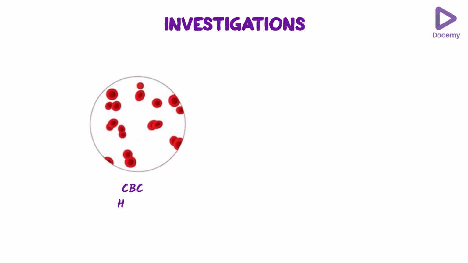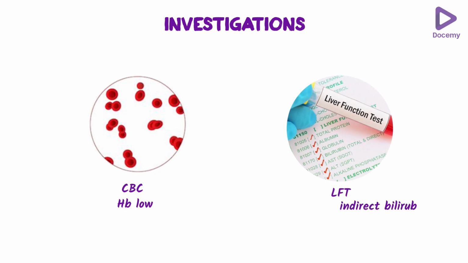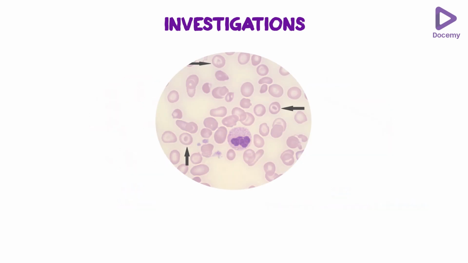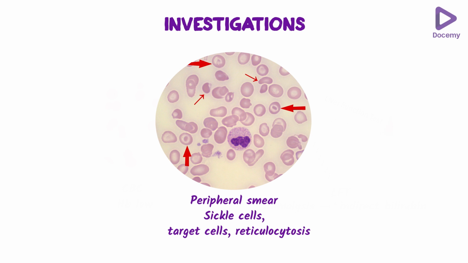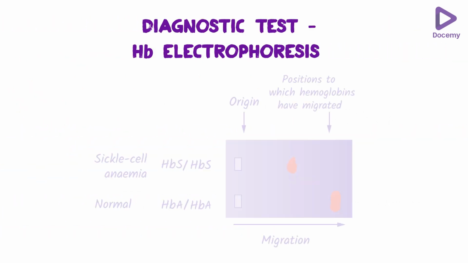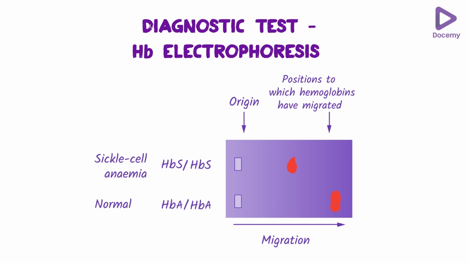Okay, so how will you evaluate? If you do a CBC, Hb will be low. If you do a liver function test, indirect bilirubin will be elevated, reflecting hemolytic anemia. If you do a peripheral smear, you can see sickle cells, target cells and reticulocytosis. And the diagnostic test is Hb electrophoresis. You will get a predominant HbS.